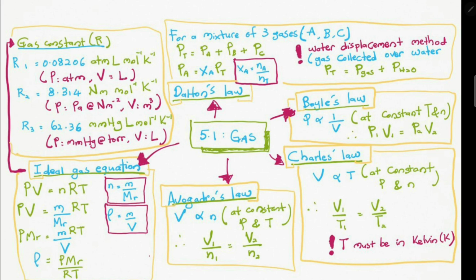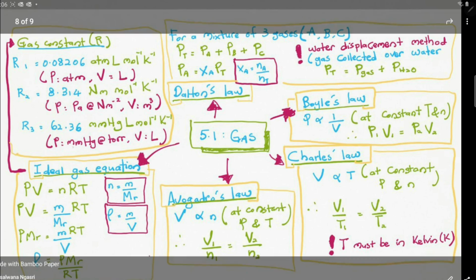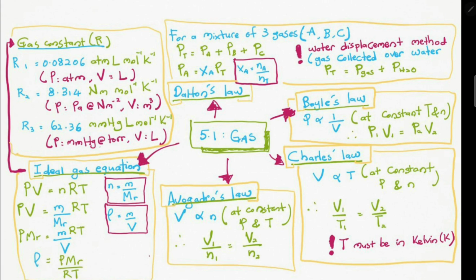The second gas constant is 8.314 Newton meter per mole per Kelvin. You always have to make sure that the pressure used is in Pascal or Newton per meter squared, and the volume is in meter cubed. The last one is 62.36 millimeter mercury liter per mole per Kelvin. For this value, you need to make sure that the pressure used is in millimeter mercury or torr, and the volume is in liter.